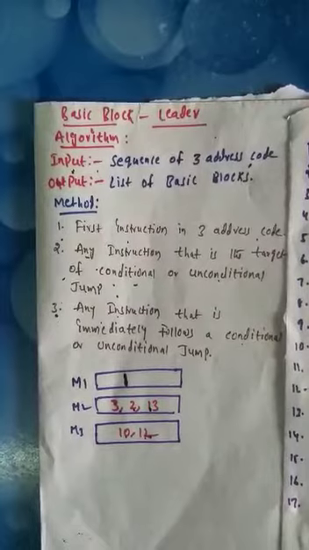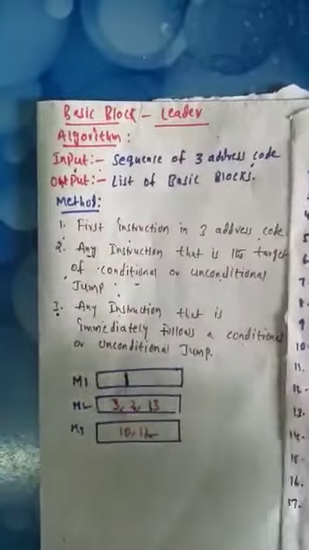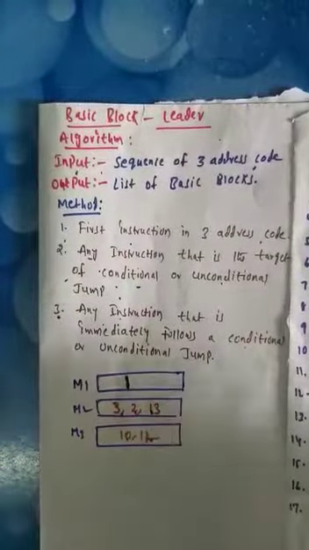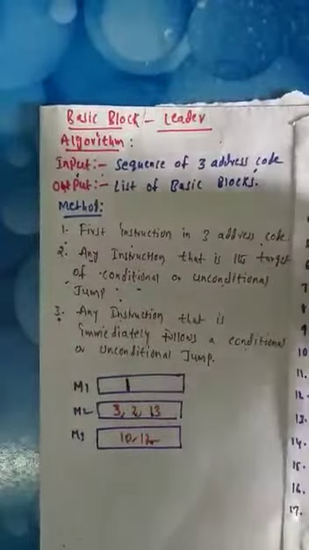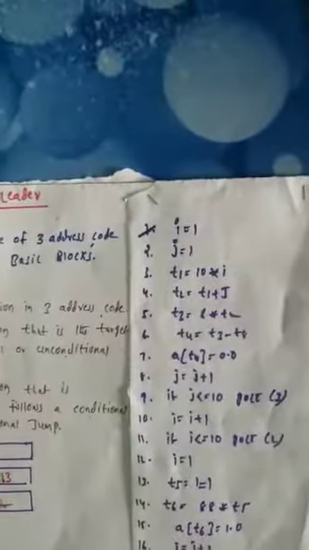Out of the three methods, the first is that the first instruction is a leader. The first statement of this instruction sequence is a leader.